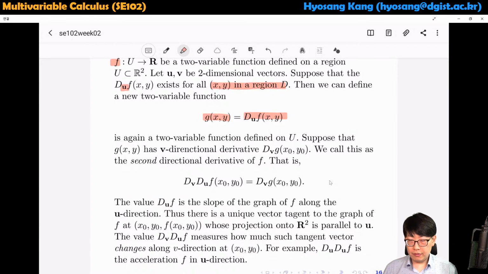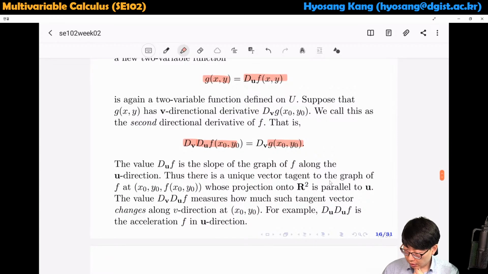So with this new two variable function, why not take another directional derivative of this new multivariable function? So let's do that. What we do is take the second directional derivative of f, which is defined by the directional derivative of this newly obtained function g. So in principle, what we are actually doing is we first take the directional derivative of f in the direction u, and then again we take the directional derivative in terms of v.